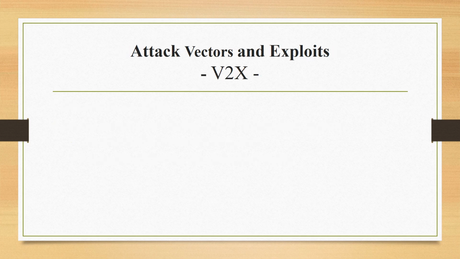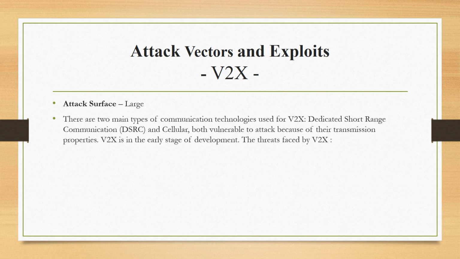V2X. Attack surface large. There are two types of communication technologies used for V2X: dedicated short-range communication and cellular, both vulnerable to attack because of their transmission properties. V2X is in the early stage of development.